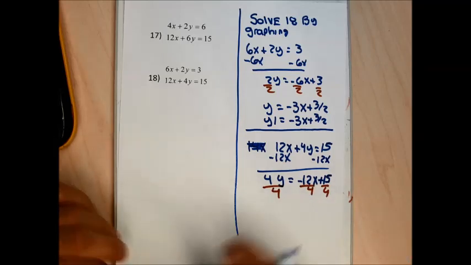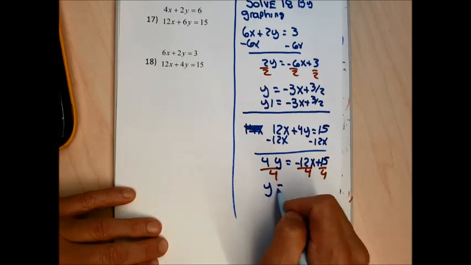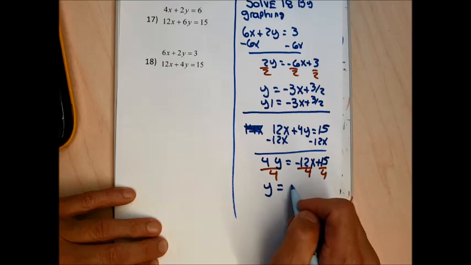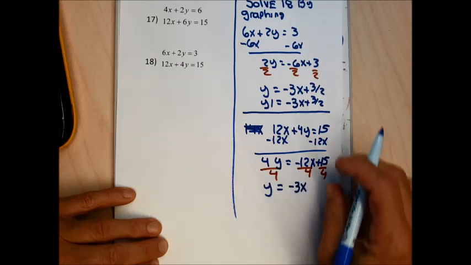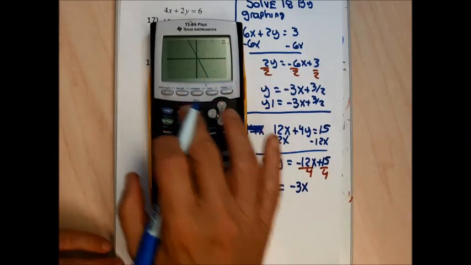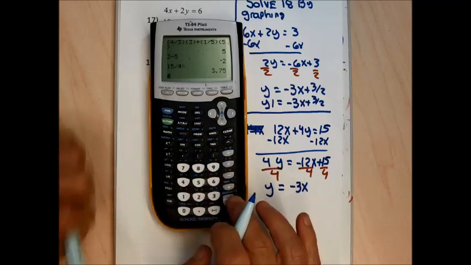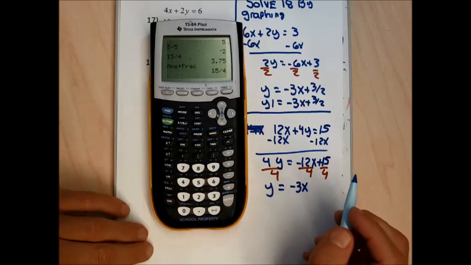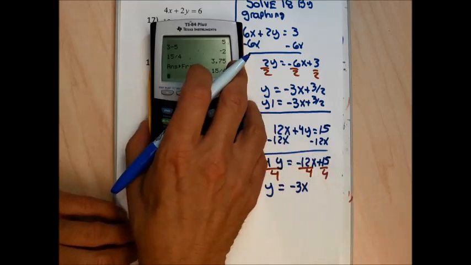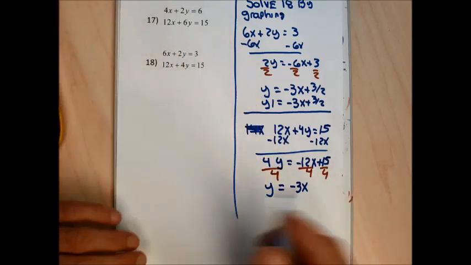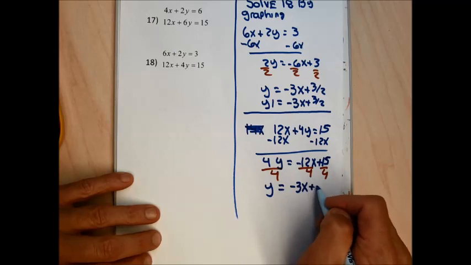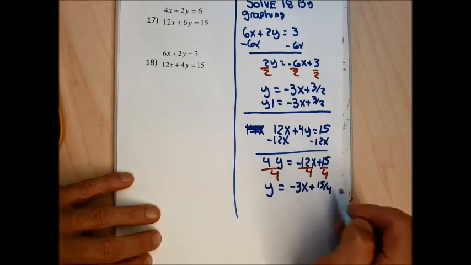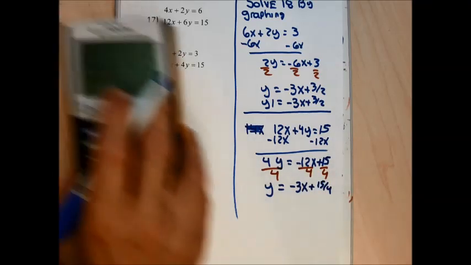On the left-hand side, I'm going to get y. On the right-hand side, negative 12 divided by 4 gives me a negative 3x. And the fraction 15 over 4 doesn't reduce. Oh, I'll be darned. Really? I wonder if I made a mistake. I guess I didn't make a mistake. This is also going to be another inconsistent system. I just wasted a bunch of time, but that's okay.